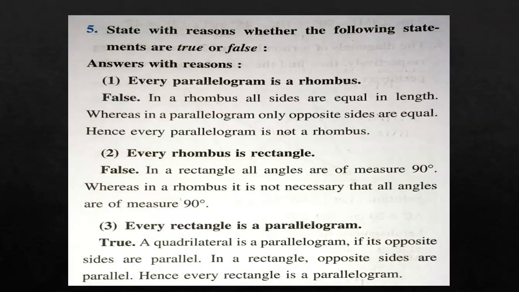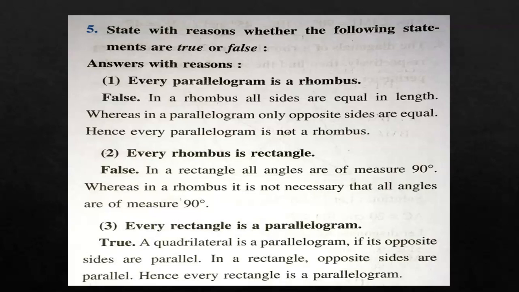Now question number 5. State with reasons whether the following statements are true or false. Question 1. Every parallelogram is a rhombus. This is false, because in a rhombus all sides are equal in length, whereas in a parallelogram only opposite sides are equal. Hence every parallelogram is not a rhombus.